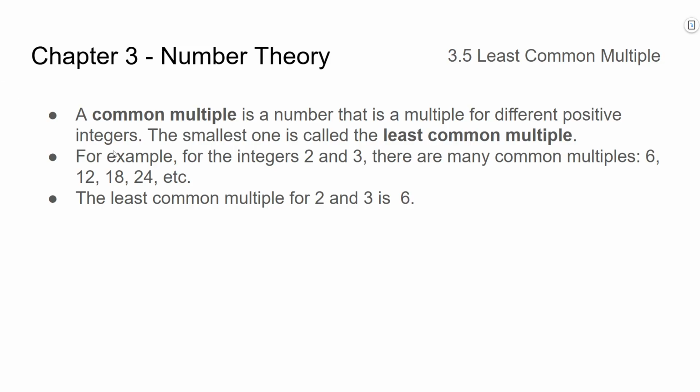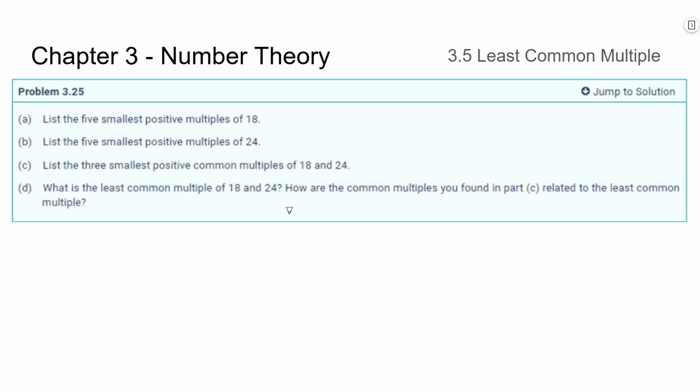So if we have the integers 2 and 3, we know that the common multiples of both of those would be 6, 12, 18, 24, and so on. But what's the least common multiple? Well, that would be 6. Now let me get my pen. The smallest of those common multiples would be 6. All right, so let's go ahead and see how we can compute these.